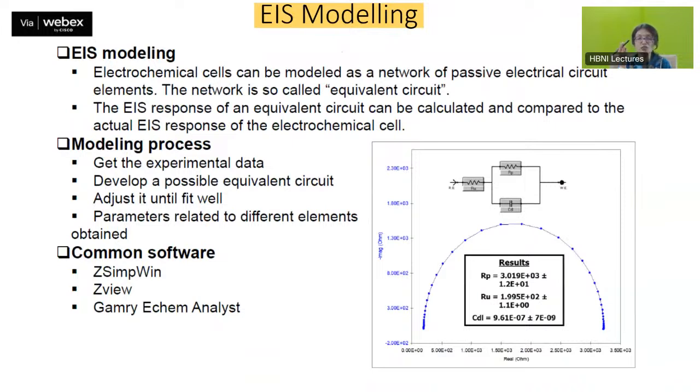Now it is mostly done using software. You adjust it until it fits well, and the parameters related to the different elements you will obtain. The common software used for EIS modeling are ZSimpWin, ZView or Gamry Echem Analyst. These are the common software used when you have your EIS spectra. You will use this software and you will get your fitting.